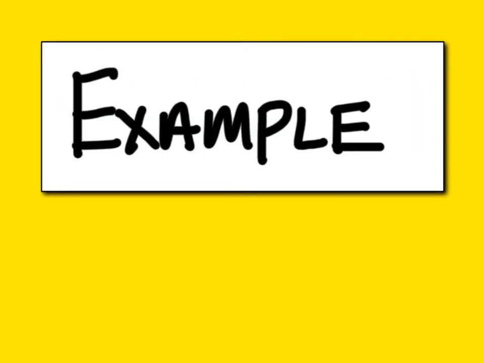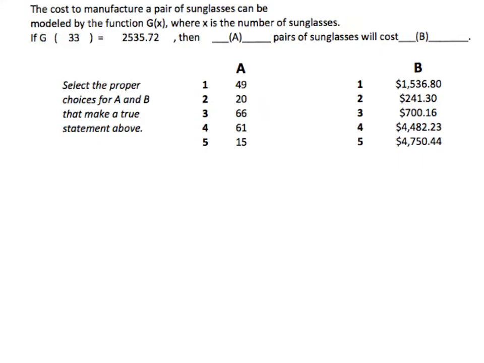Here's another one. The cost to manufacture a pair of sunglasses can be modeled by the function g of x, where x is the number of sunglasses. If g of 33 equals 2535.72, then a pair of sunglasses will cost b dollars. How can I find the cost to manufacture one pair of sunglasses? Does anyone remember how to find the cost to manufacture one pair of sunglasses? Samson.